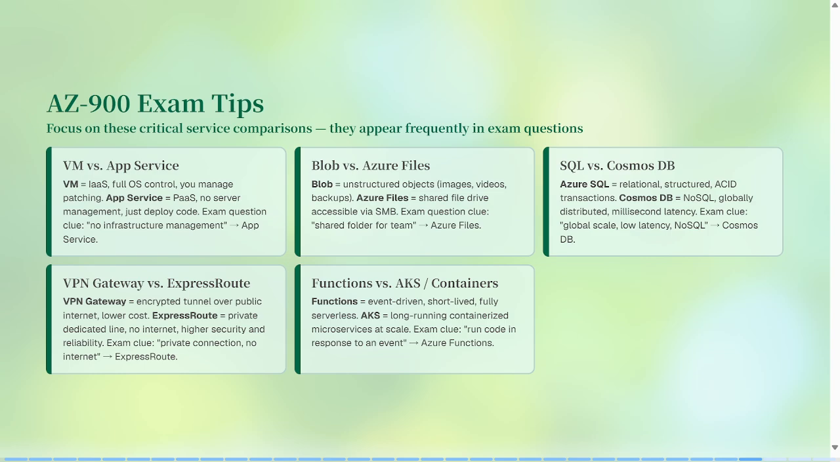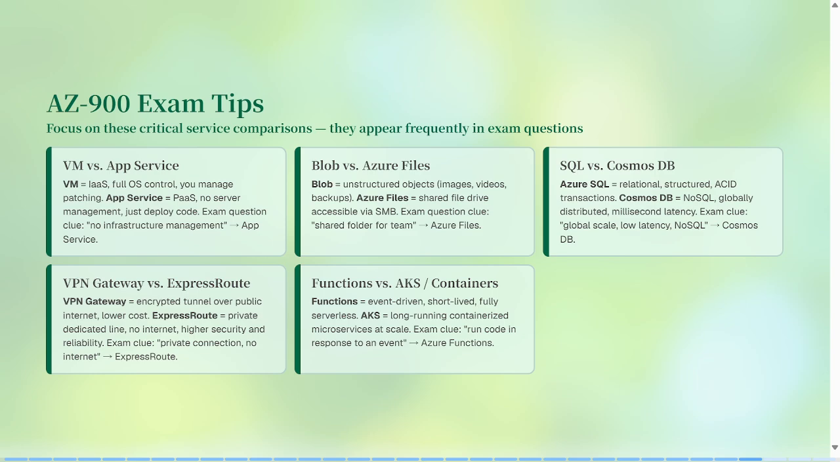VPN Gateway versus ExpressRoute. VPN Gateway creates an encrypted tunnel over the public internet. It is cost efficient and suitable for general hybrid connectivity. ExpressRoute provides a private dedicated connection that does not use the public internet. If the question says private connection with no internet, the correct answer is ExpressRoute. So VPN Gateway equals secure tunnel over internet, ExpressRoute equals private dedicated connection.